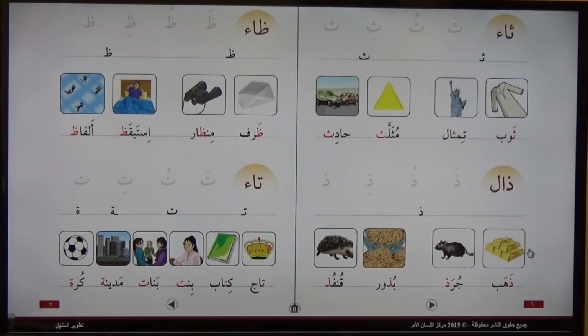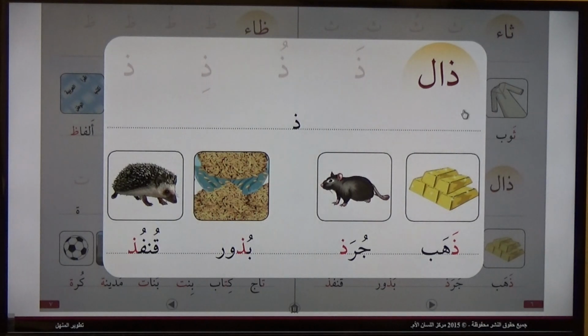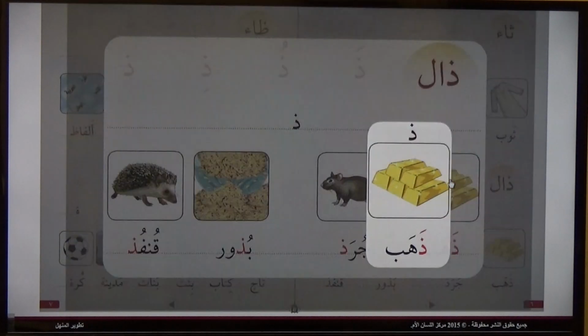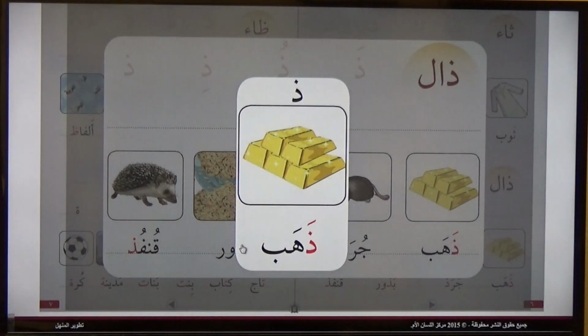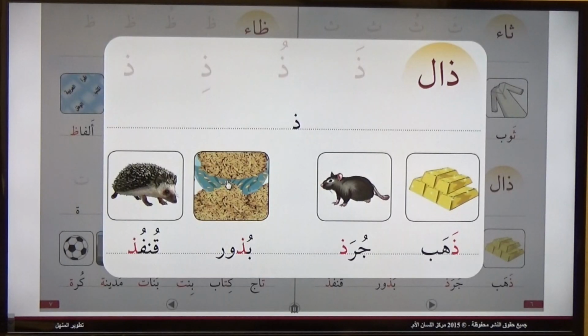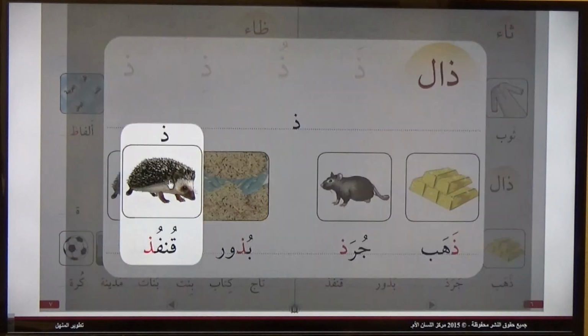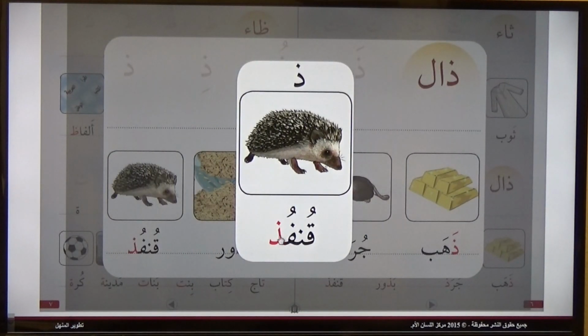After مثلث, we start. Okay, ذال, حرف الذال, the letter ذال. This is ذهب, gold. جرذ, which is like a rat. بذور, seeds. قنفذ.